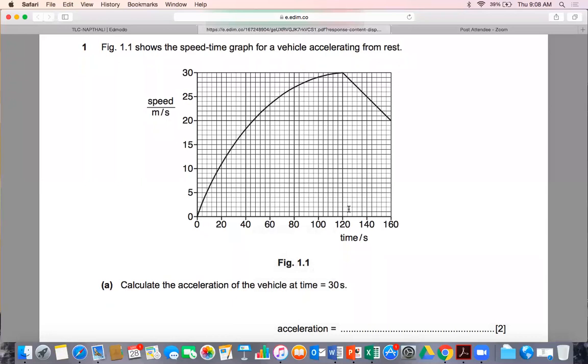15, teacher. I wrote 15. 15. This is a speed time graph. How do I find acceleration? Total speed over total time. Yes, so I have to divide. Basically, I'm just finding the gradient, speed over time. Let me just draw the graph on the whiteboard, and then I'll switch to the whiteboard.